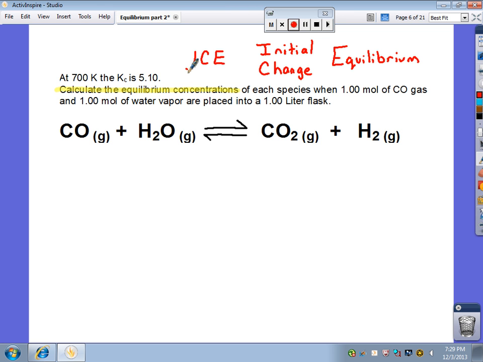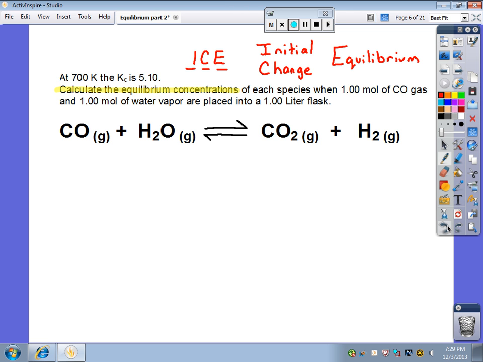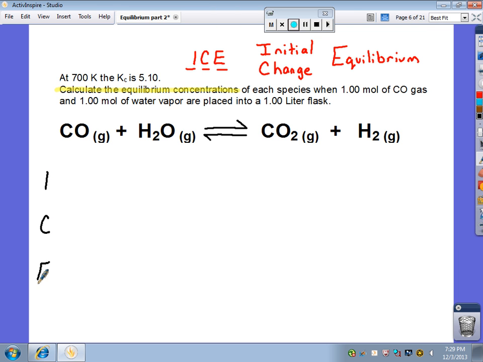So that's what the ICE stands for. So let's look for them. And to do this process, I'm going to use a different color, sorry. I'm going to match it to what's on the other page. ICE. So our job right now is to find the initial concentrations and find out what in the world they're trying to ask us. Well, we just highlighted, calculate the equilibrium concentration of each species.